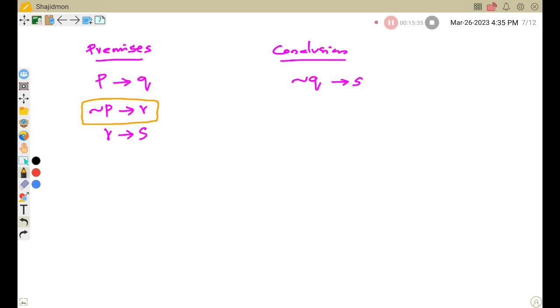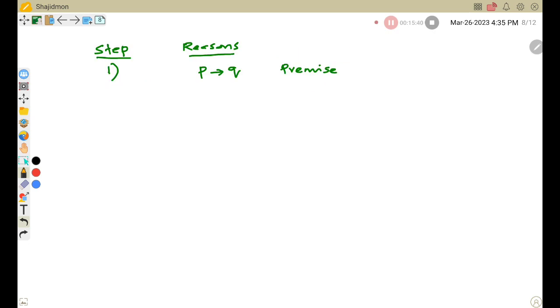If you want to use this one, what we need to do now, see, the negation of P is starting. So what you do is take the contrapositive of the first premise. We are doing that in the second step. What is the contrapositive of the first premise? Negation of Q implies negation of P, correct? Just reverse and negate, that is the contrapositive. So negation of Q implies negation of P.